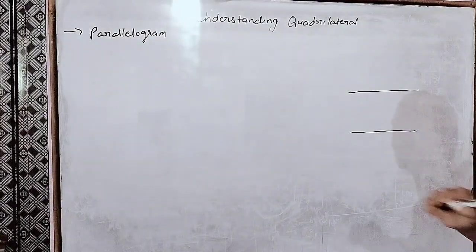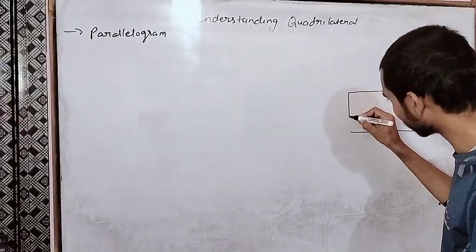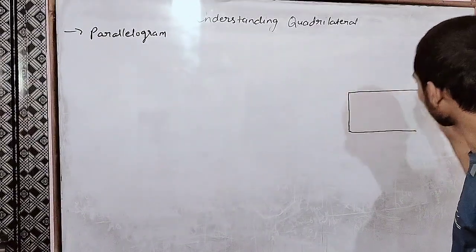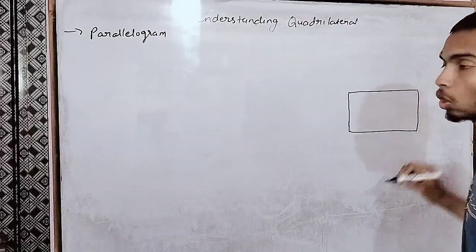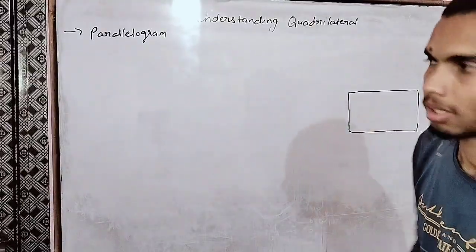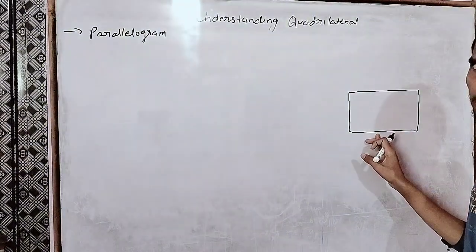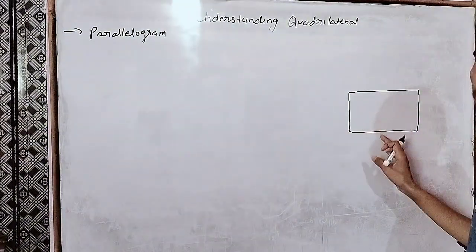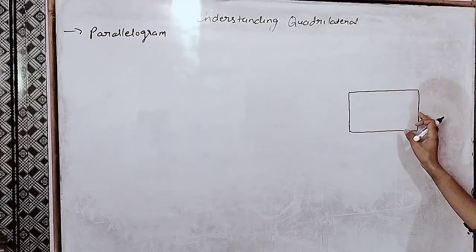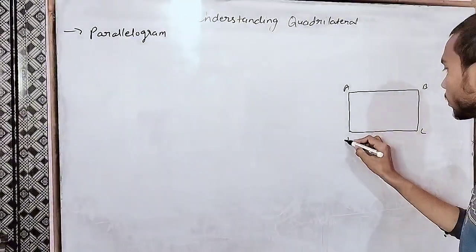Now the second pair. This is not a polygon, this is not a quadrilateral. The second pair is here, that is said to be parallel. So this line is parallel to this line, and this line is parallel to this line. Let's name it A, B, C, D.